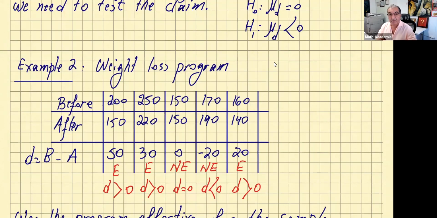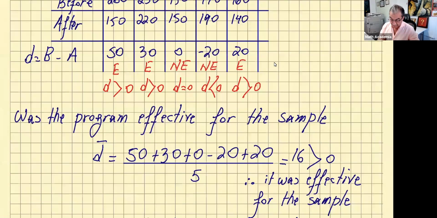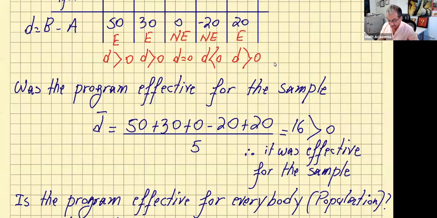Now, we want to see if this program is effective for the population. To test that, we can't calculate that, but we can test it. So we have to write the claim. Oh, before I go to the claim, we want to know if the program is effective for this sample or these 4 or 5 people. So again, the right way of doing it, you calculate d bar and you get 16. On average, you can say that it's greater than 0. It was effective for the sample.